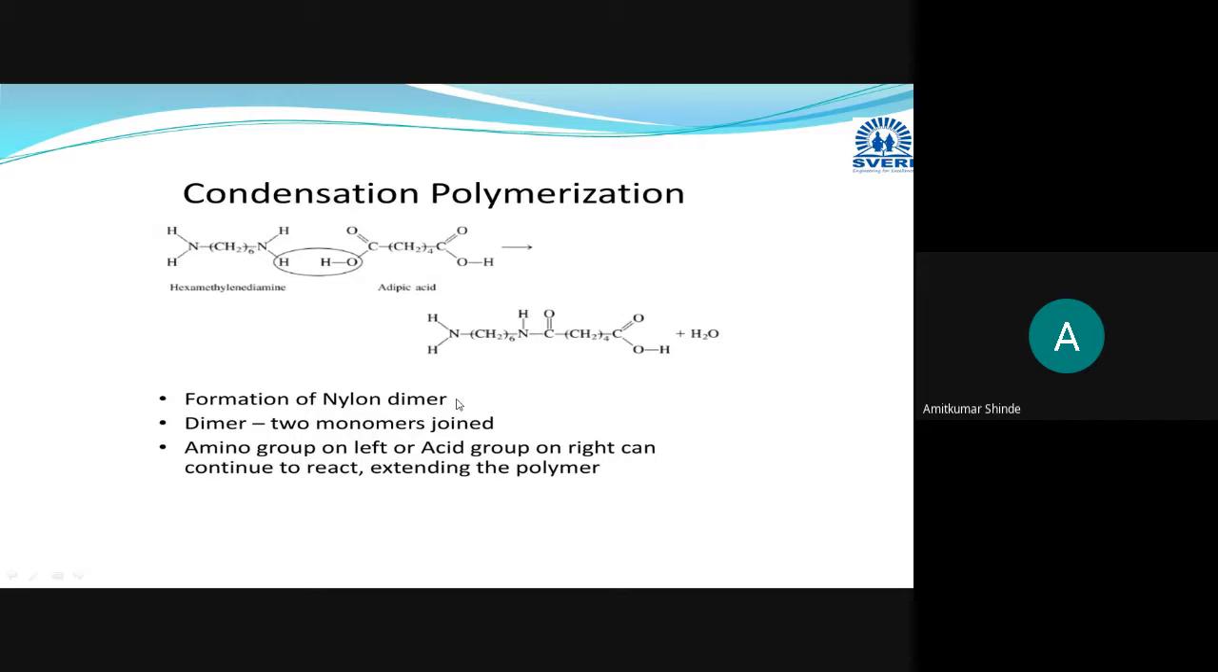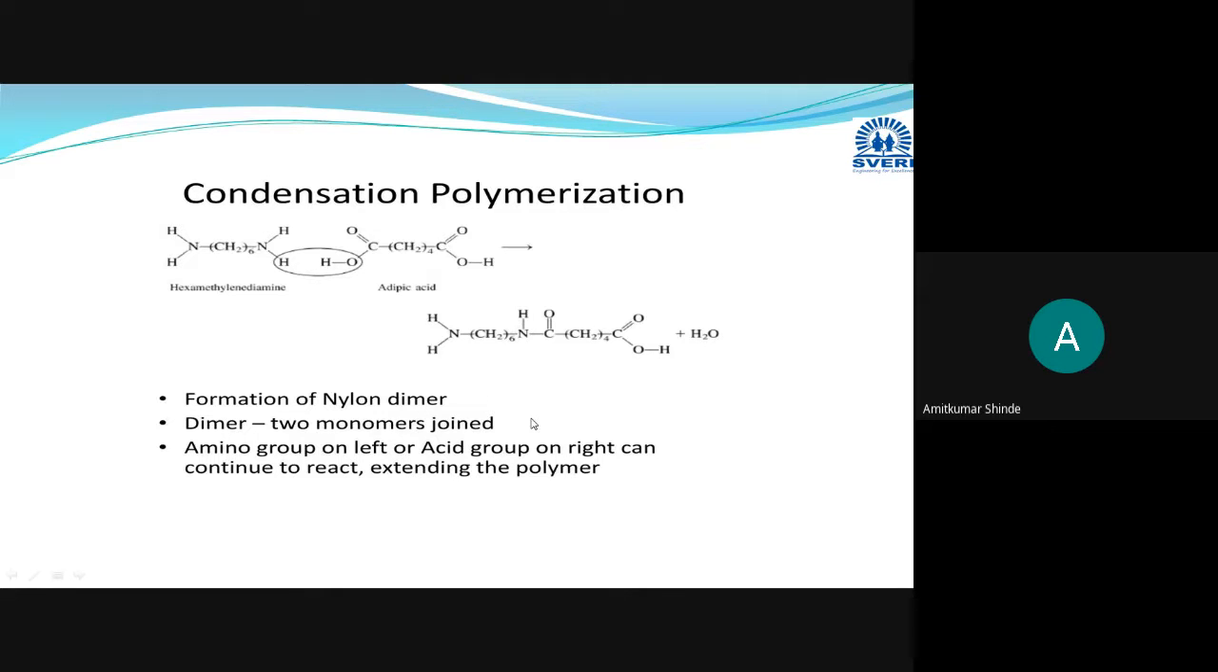In the formation of this nylon dimer, this is the adipic acid, and this is hexamethylene diamine. Now you just have to separate this water molecule, H2O, and these will get combined. The structure will remain as it is. These two will get combined, and this water molecule will get separated. These two monomers will be joined here. That's why it is termed a nylon dimer.